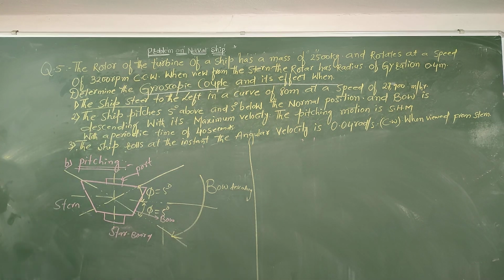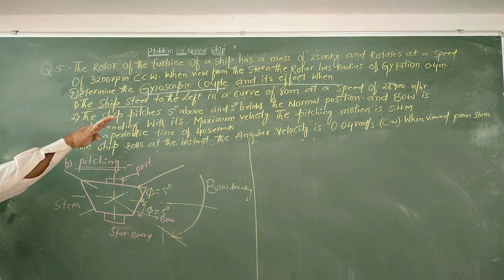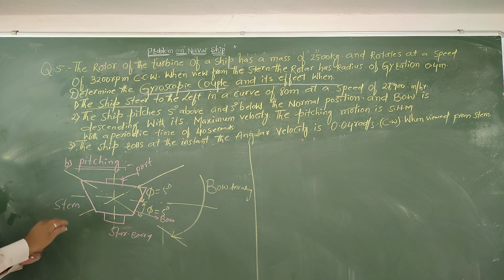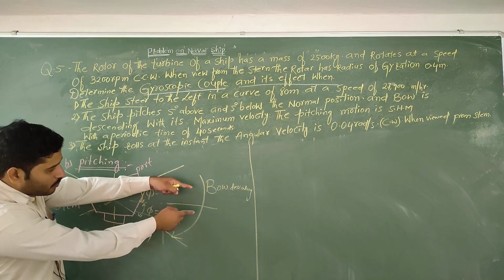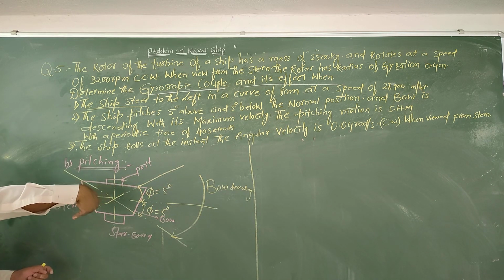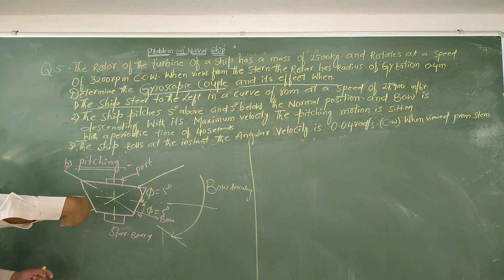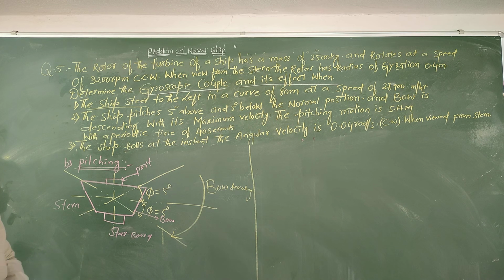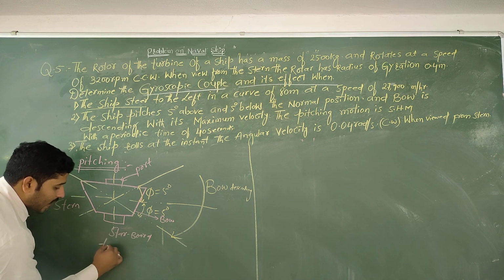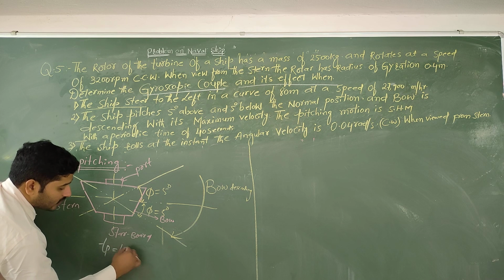Let's see. In this case, it is telling that the ship pitches 5 degree above and 5 degree below the normal position, and the bow is descending. If the bow is descending, this means that the bow is moved toward the starboard. The pitching motion is simple harmonic motion, with a periodic time of, how much time is it taking? The time period is 40 seconds.